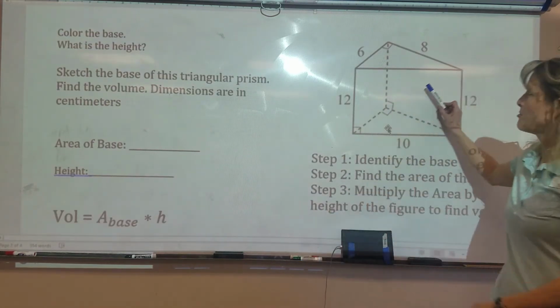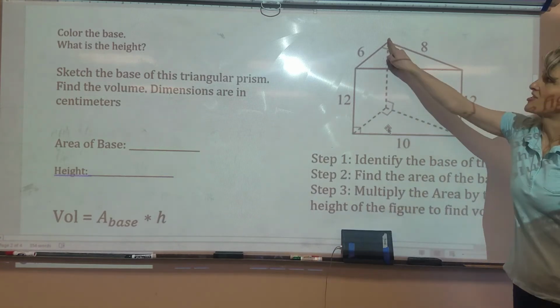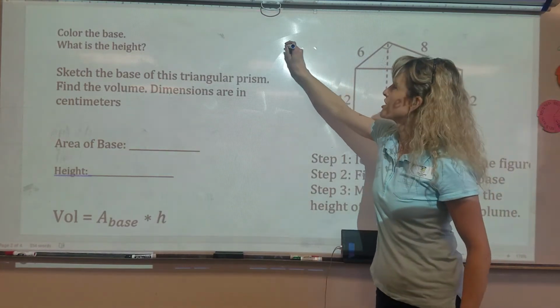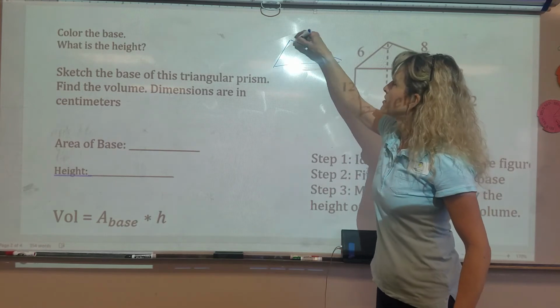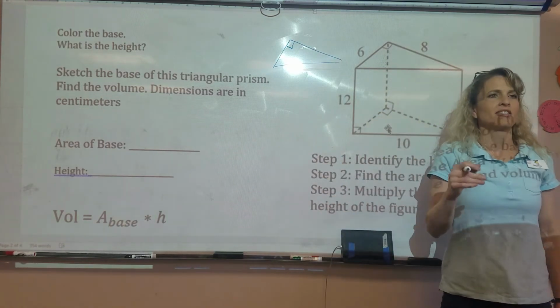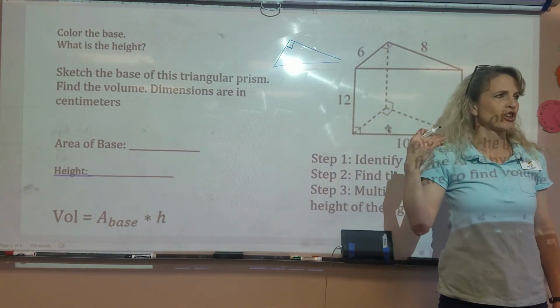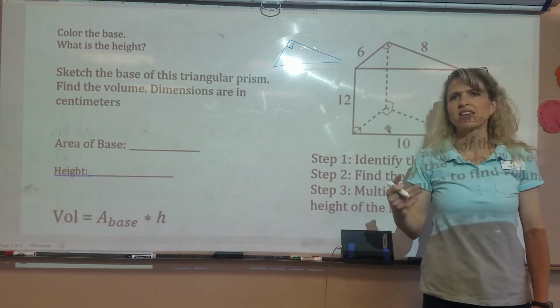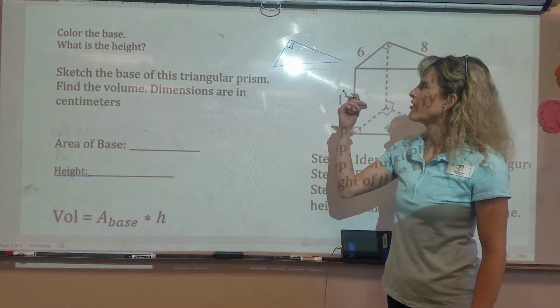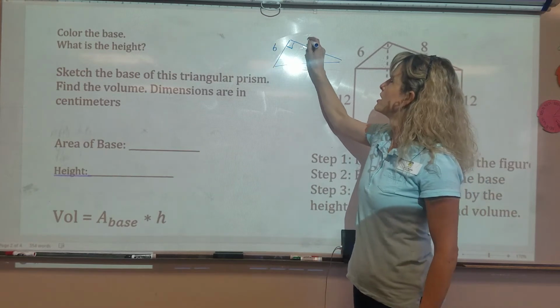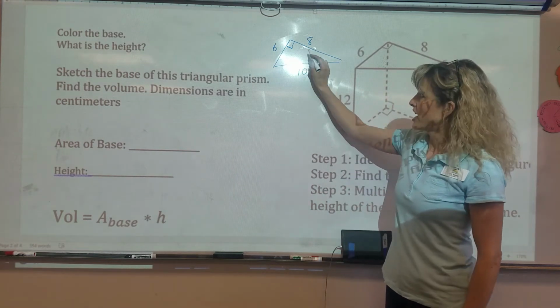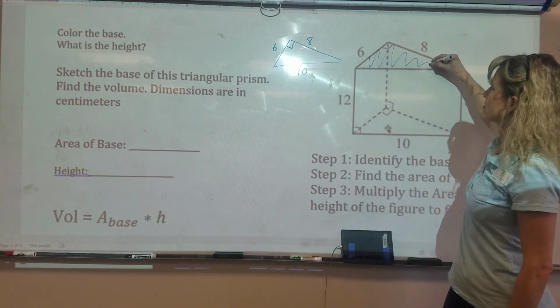All right, what is the base of this shape? It's the triangle. So let's draw that triangle. The volume of a rectangular prism or a triangular prism is area of the base times height. What's the volume equal to? Get ready? Area of the base times height. So I've got, here's my base, right here, the triangle.